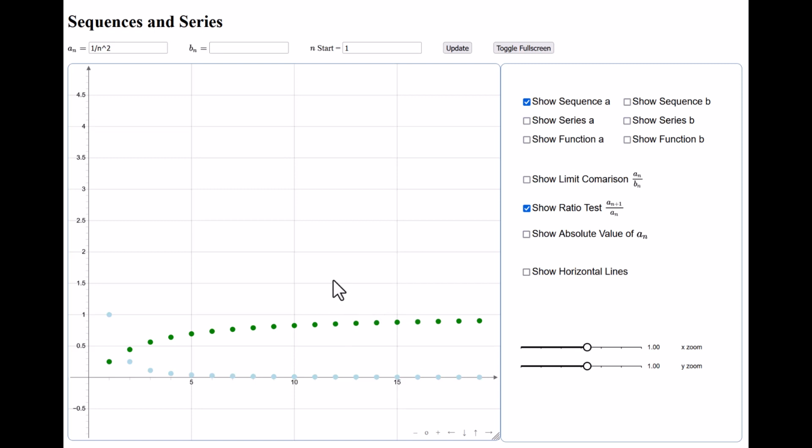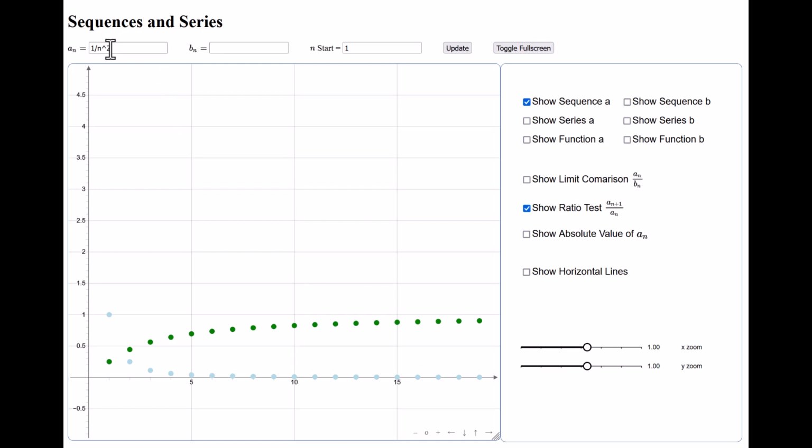In fact, the ratio test is not great for polynomial functions, like if you have a polynomial over a polynomial. So I guess I should say a rational function. In those cases, you'd probably want to use the limit comparison test. For the ratio test to be effective, you need something in the numerator that is changing much faster than what's happening in the denominator, or the reverse.